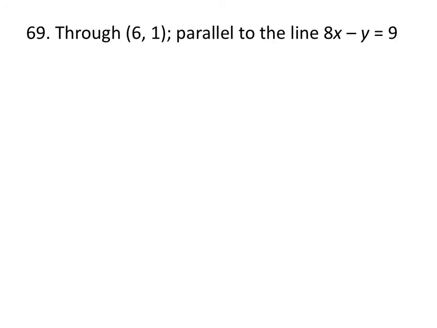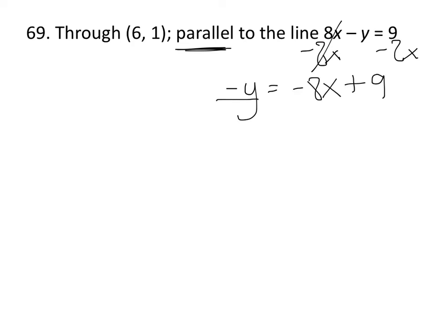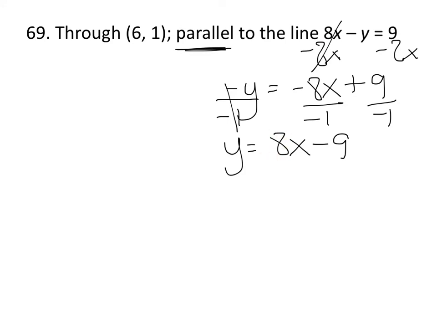Okay, through the point 6, 1, parallel, which means I'm going to use the same slope as this line. But the first thing I need to do is put it in slope-intercept, so I can figure out what the slope is. So I have negative y is equal to negative 8x plus 9. Divide everything by negative 1. Y equals 8x minus 9. So the slope of this line is 8. So the slope I'm going to use is 8.